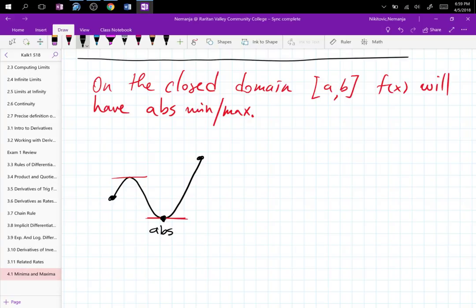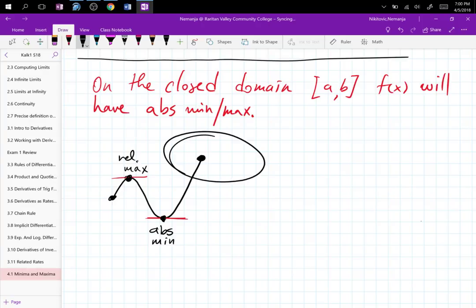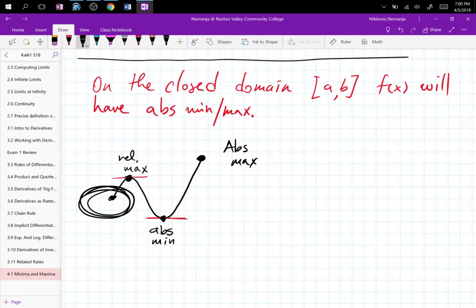So we have absolute min. How about the other one over here? Relative max. Now, how about this point? The f of b. This one over here. Absolute max. And how about this one? Relative min.